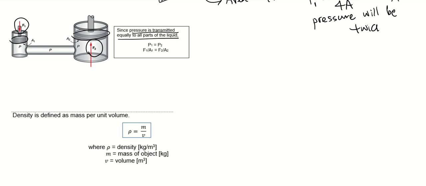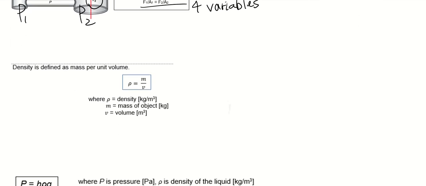Right, and since pressure is transmitted equally, this is important. Therefore, P1 will be equal to P2. Then when I have P1 equals P2, I can have this formula: F1 over A1 equals F2 over A2. So how will the questions be asked? Out of these 4 variables, F1, F2, A1 and A2, I will give you 3 of these, so your task is to find the 4th one. That's a simple kind of question. Okay, so make sure you go through the questions in the notes.